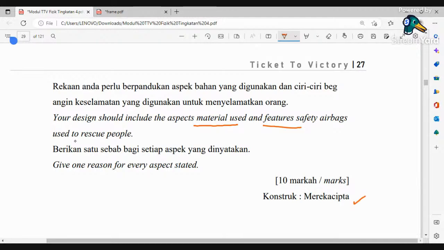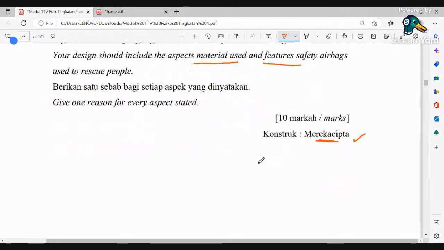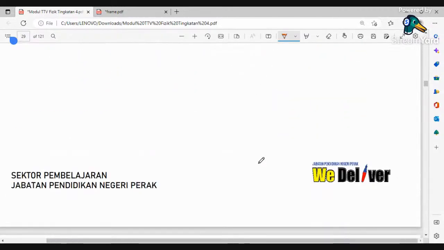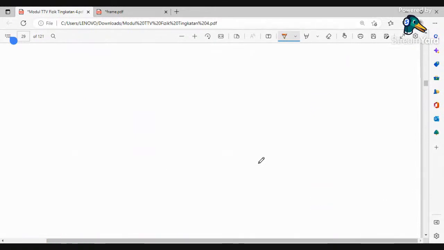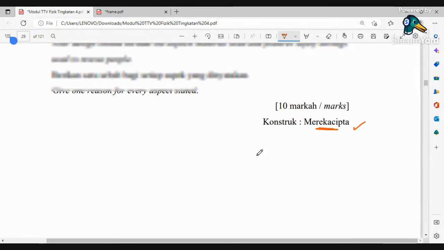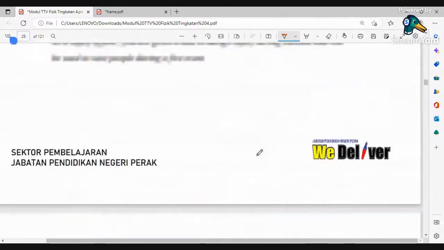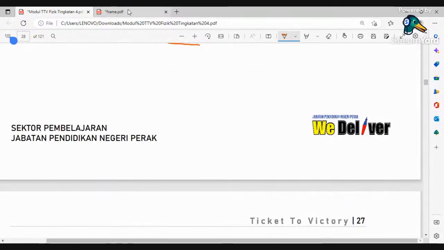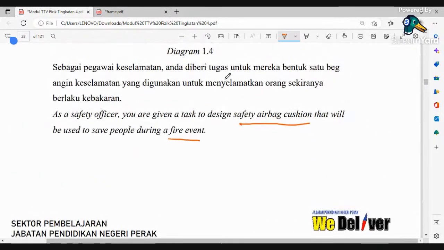Ini the higher level of thinking mereka cipta. That's why soalan ni letak the last sekali dekat bahagian section C. Okay, adakah ada seorang yang boleh mereka cipta? Okay, jadi kita kena tengok lah, boleh tak you jawab soalan ni untuk dapat 10 markah. Okay, what are the point di sini? Aspek dia, material dengan features.